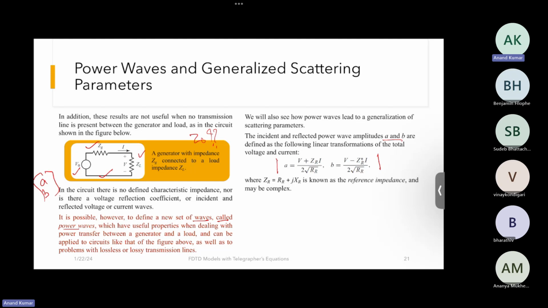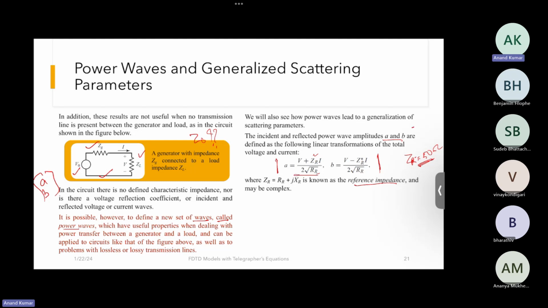V plus ZR I divided by 2 root over RR, where ZR is the reference impedance, which we generally take as 50 ohms, because we characterize most of our devices as 50 ohms. And the interesting thing is this expression is valid for any ZR, and you can use this formula to find out the S parameter of your device for any reference impedance.